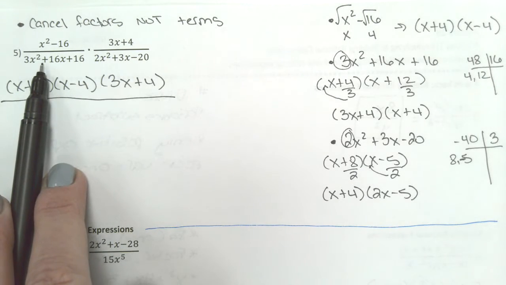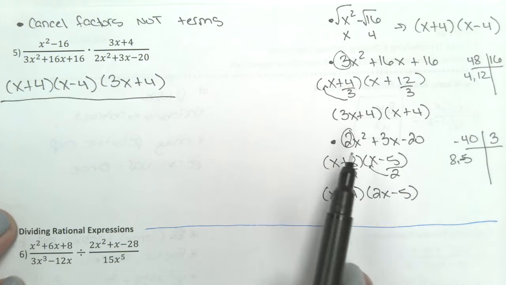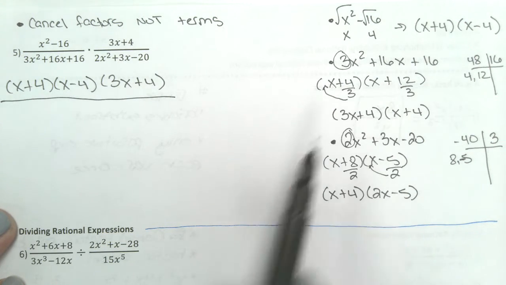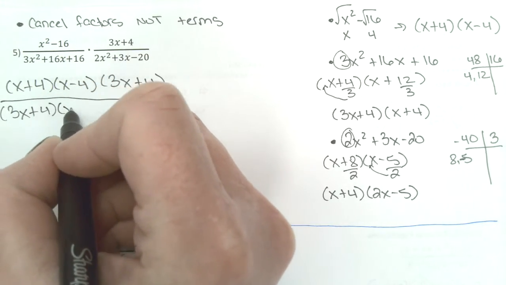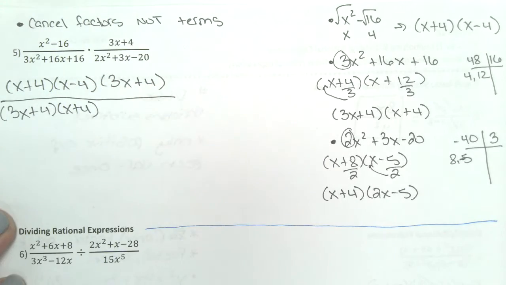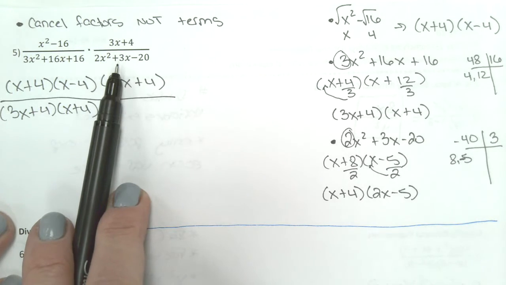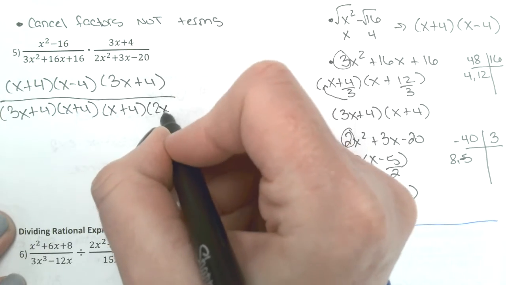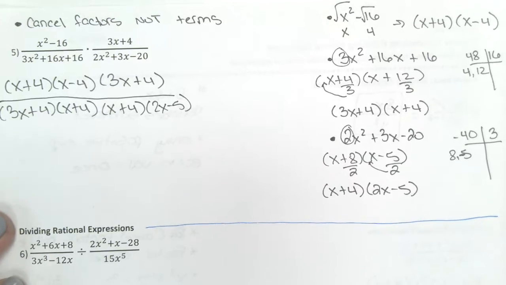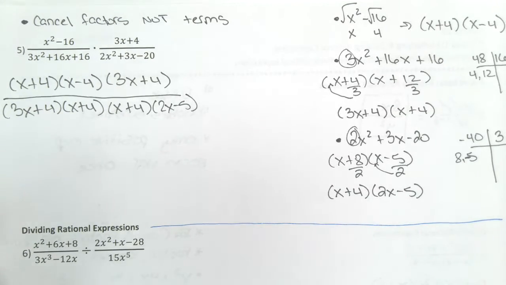This bottom left one is this one. Okay, so this is my 3x plus 4, x plus 4. And then the bottom right, the 2x squared is this one. So I'm going to sub in the x plus 4, 2x minus 5. All right, so everything is substituted in.